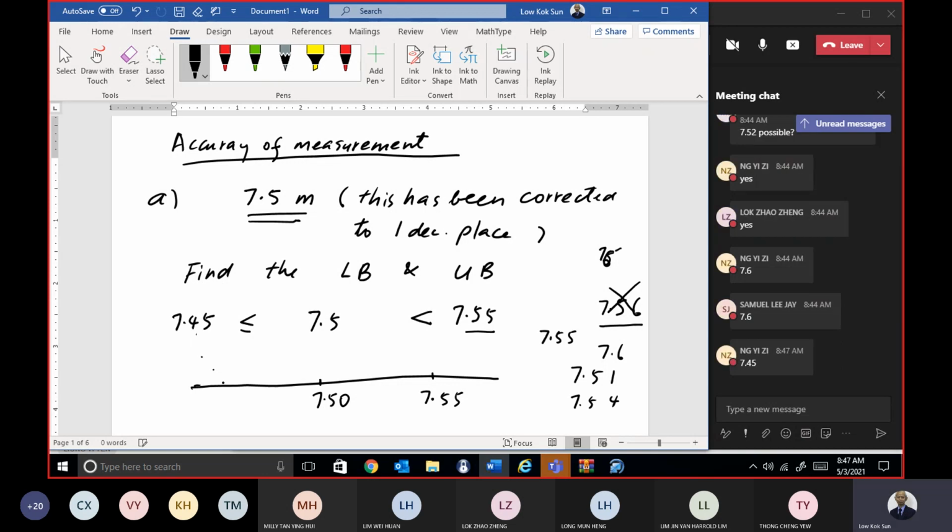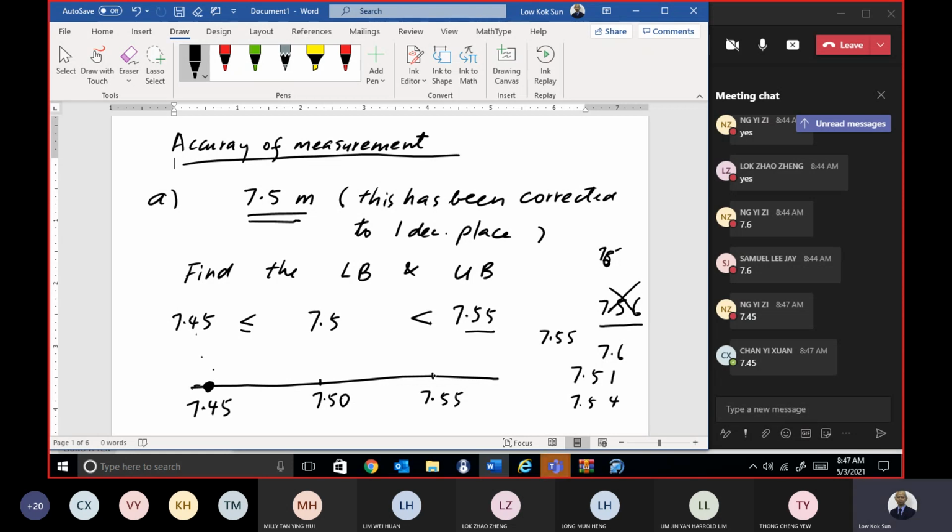7.45. Okay, 7.45. So I put down a point. The lowest it can go is 7.45. Okay, and this one, sure, no argument. So I darken this dot. Okay, 7.45 is the lowest it can go.